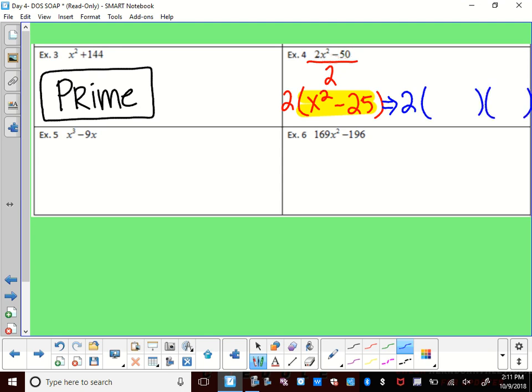All right, so the square root of x squared is x. Square root of 25 is 5. My signs are opposite. This would be my answer. If you left your answer as what's highlighted, you would not be completely wrong, but you would not be completely right. You want to factor it all the way down.